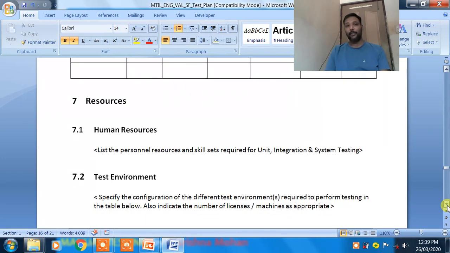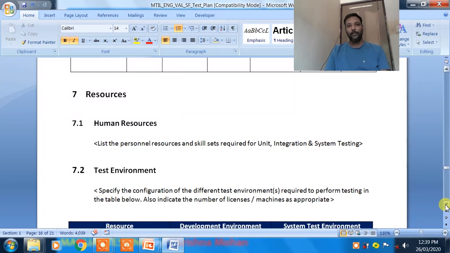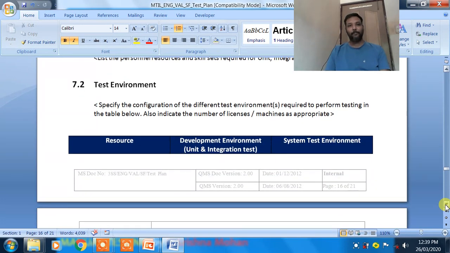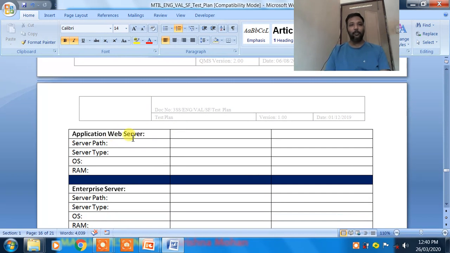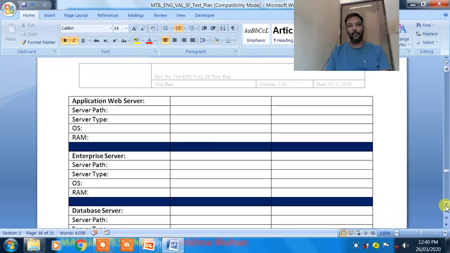Here are the resources, the human resources. Who is going to do the unit testing, who is going to do the integration testing, and who is going to do the system testing. Okay, and the test environment: what hardware is required. Application server: what is the server path, the server type, the OS, the RAM size. All those things will be written over here.